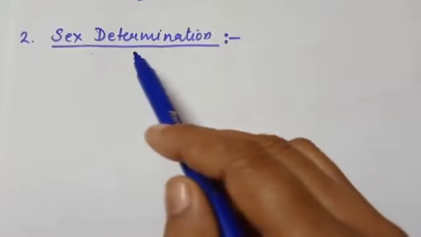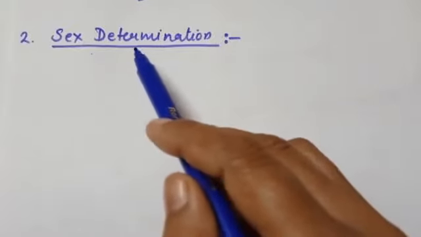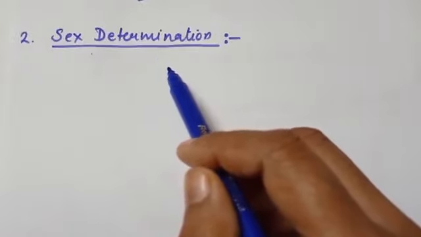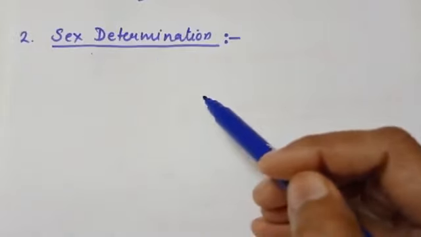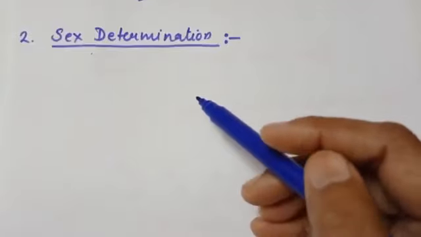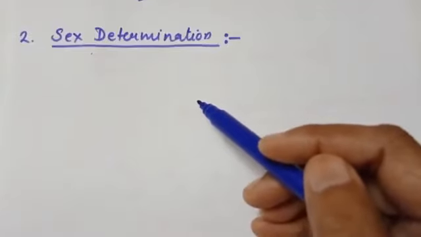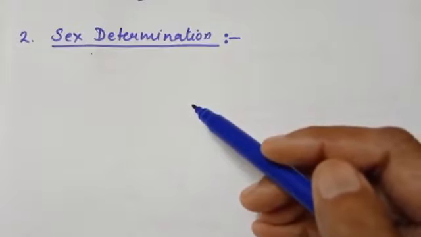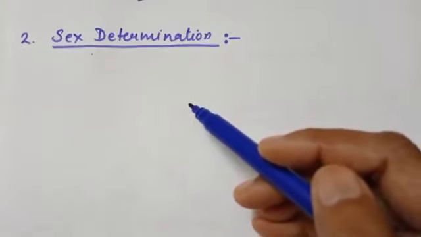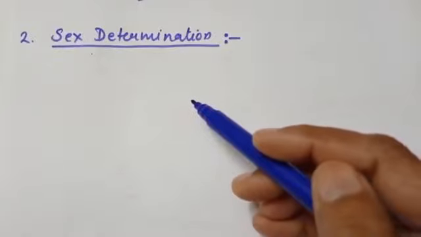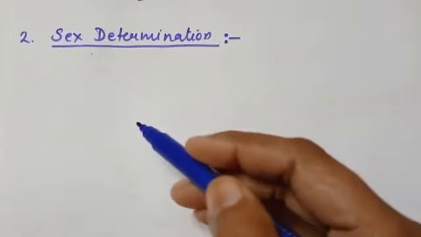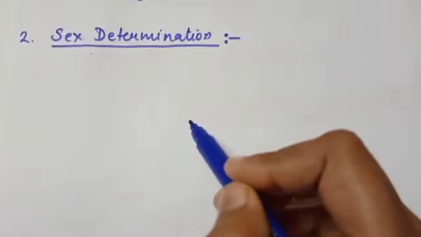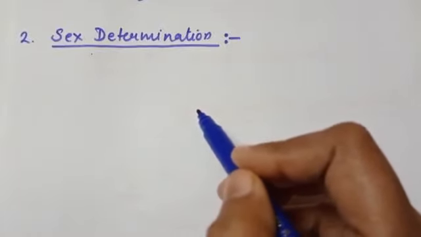So what is sex determination? Sex determination is a process of inheritance of sex of a child from the parents. What sex characteristics, what genes of sex the child has inherited from the parent, that will be called the sex determination process. Here we are purely talking of humans, no other organism.